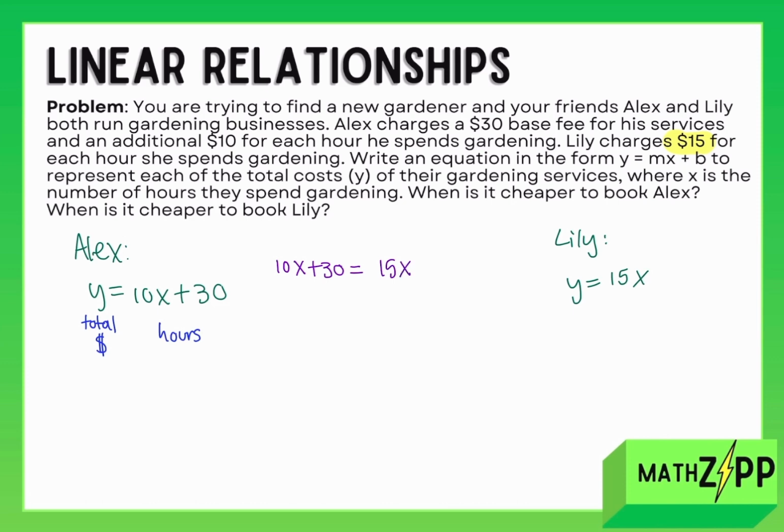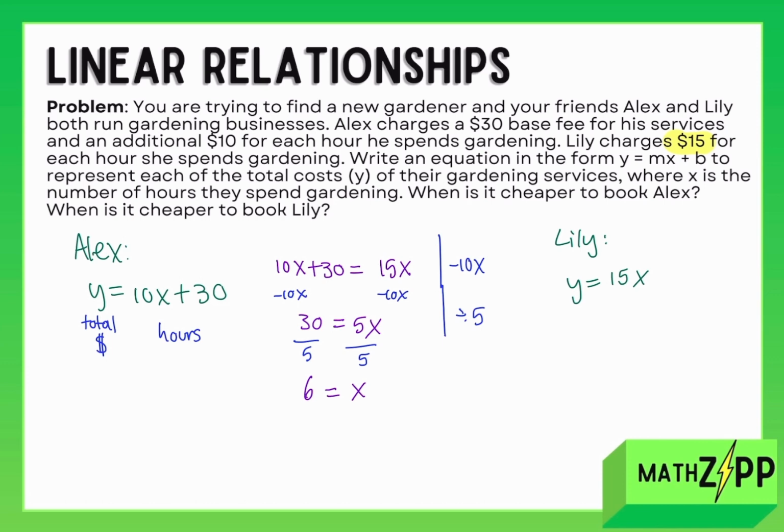Now we can solve this equation like any other. Let's start by subtracting 10x from both sides. And then we can divide both sides by 5 to get x all by itself. And we will be left with x is equal to 6.